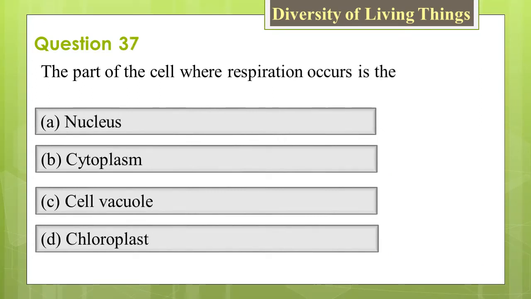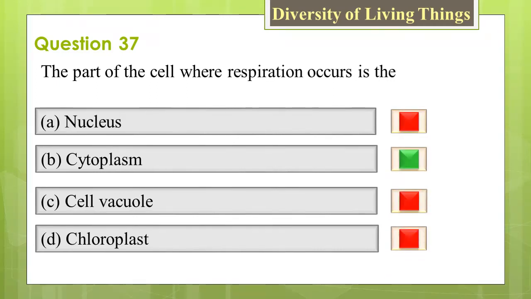Question 37. The part of the cell where respiration occurs is the A. Nucleus, B. Cytoplasm, C. Cell vacuole, D. Chloroplast. Which of the following alternatives is the correct alternative? The correct alternative is B. Cytoplasm.